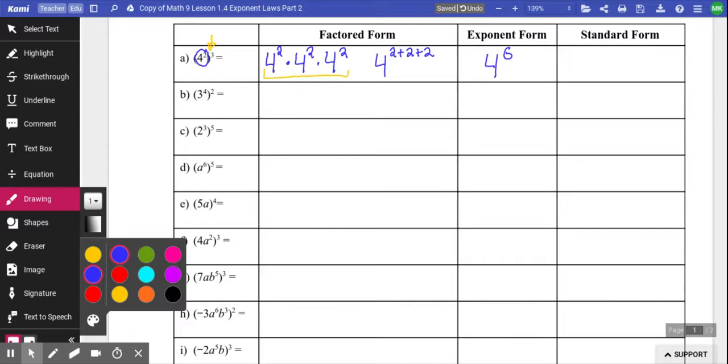Factored form is when you take something and you break it up into all its multiplication, like what I did there and underlined in yellow. Exponent form is when you combine it all into one thing. Standard form is what happens when you actually calculate it. I don't know what 4 to the power of 6 is. 4,096. Thank you. I was like, I need to steal your calculator. 4,096.